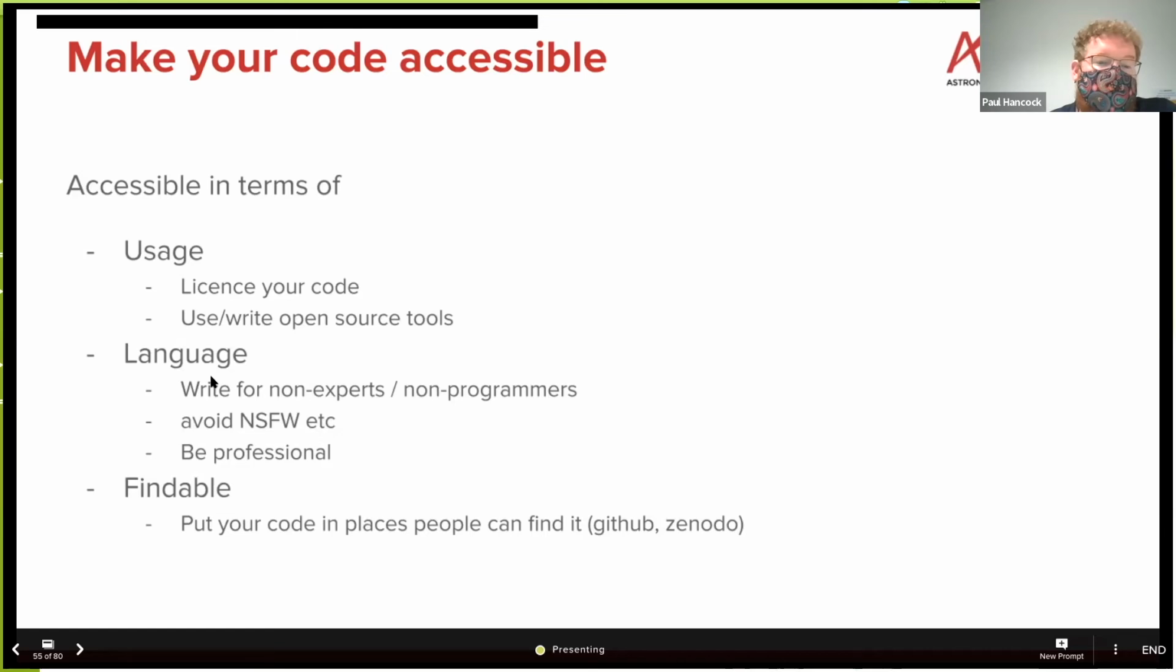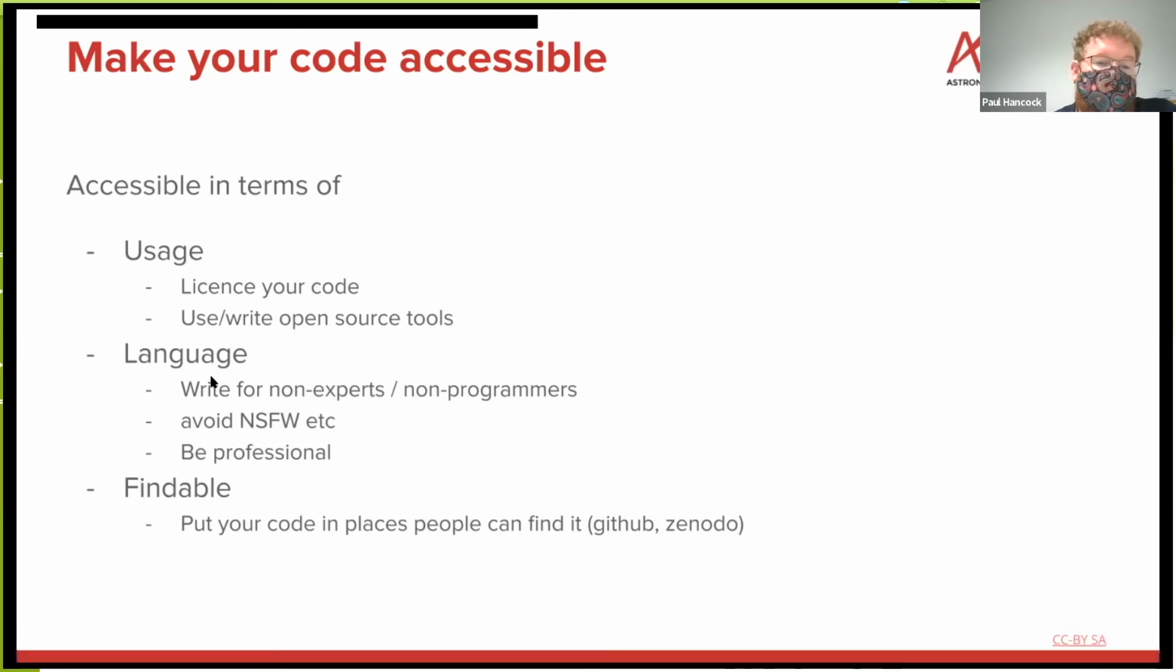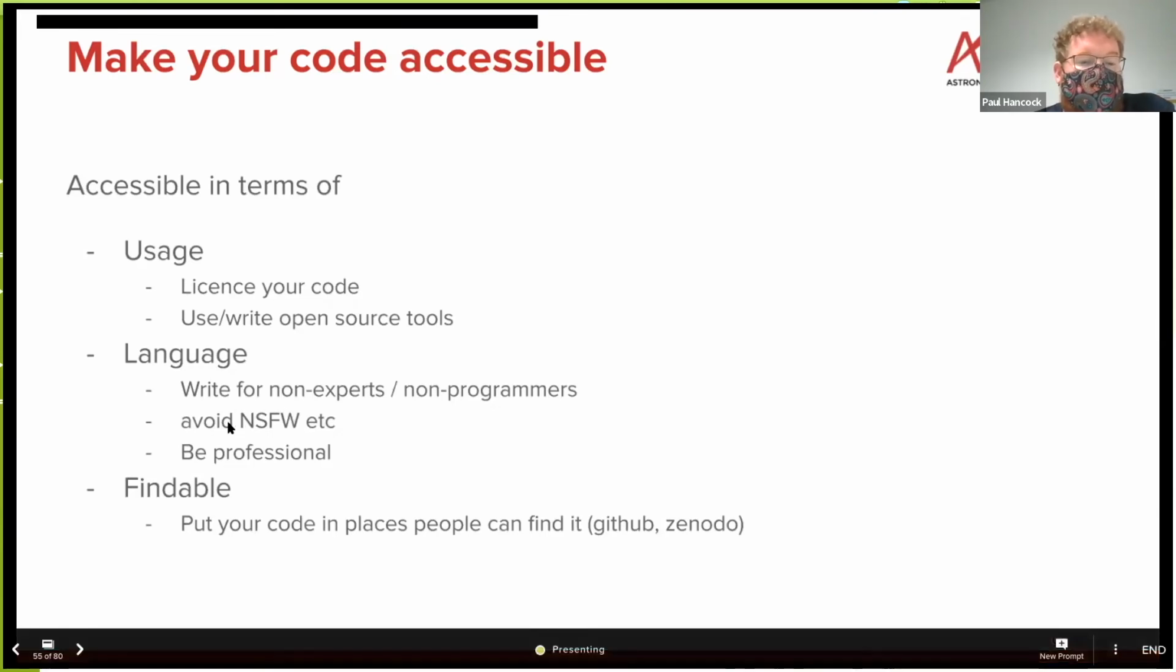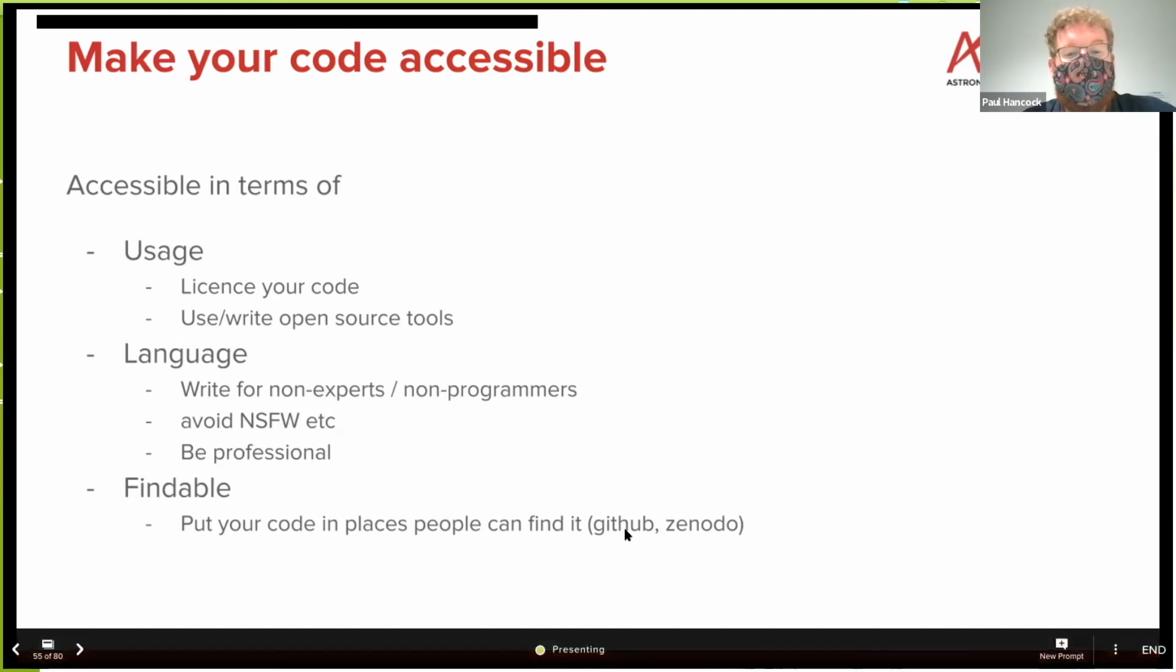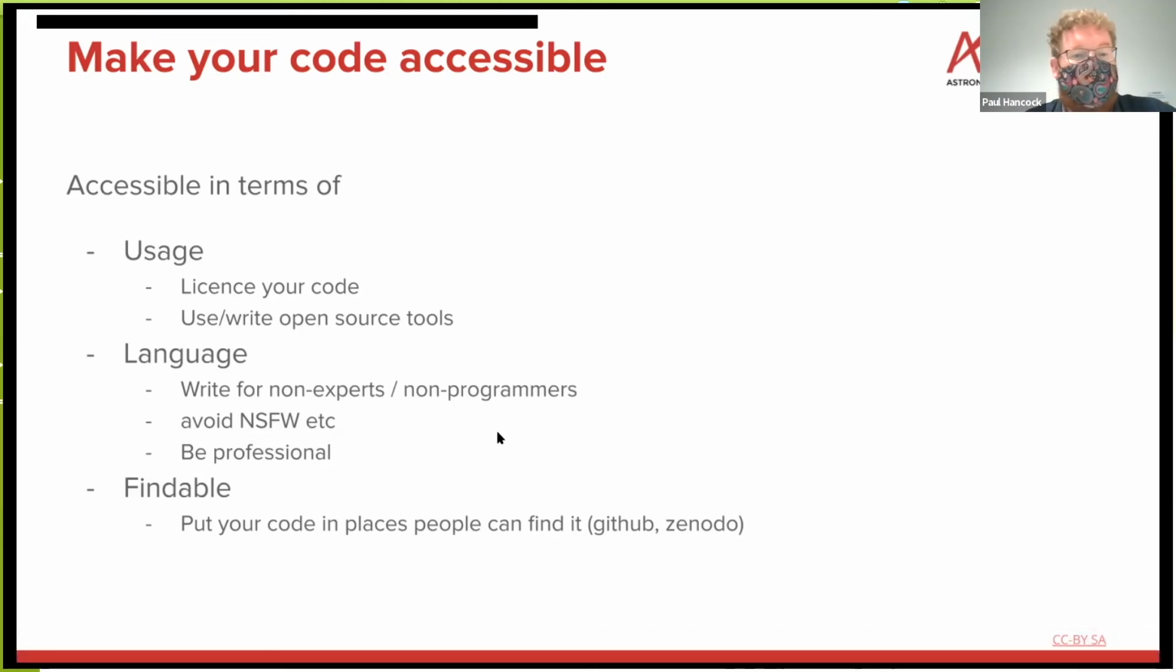You can use language for non-experts or non-programmers to help people understand what it is that you're doing. As we mentioned before, avoid not safe for work language, be professional, but also be findable. Make it so that people can actually literally access your code from the internet without having to send you an email and ask for a zip file or something like that. So putting your code onto GitHub or Zenodo or something like that can make your code more accessible. And that, again, is another form of polishing.